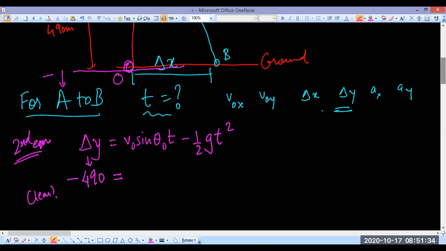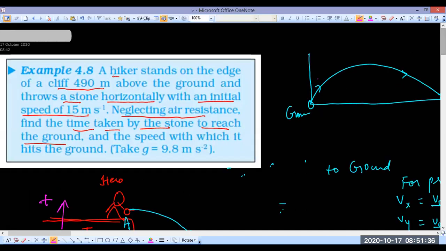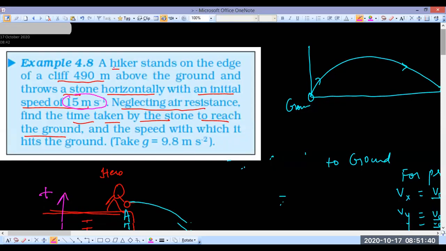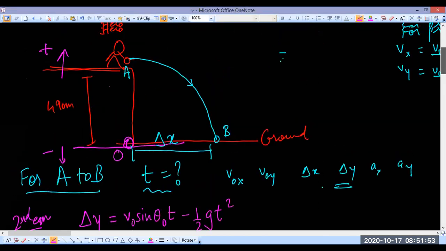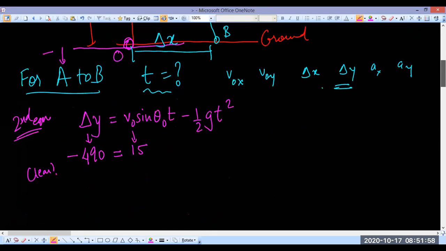Now, next step. Initial speed is given. It is 15, right? Yes, because the displacement is in the negative direction. Downwards, and displacement is downwards, right? It falls from up to down, right? Okay, now the next one.